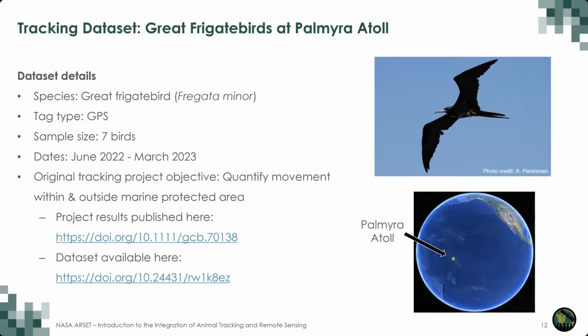And the original intent of collecting these data was to quantify frigate bird and other species movements within and outside of the marine protected area around Palmyra Atoll. And those results were actually just published in a paper in Global Change Biology a couple of weeks ago. And so there is the link to that paper there as well.